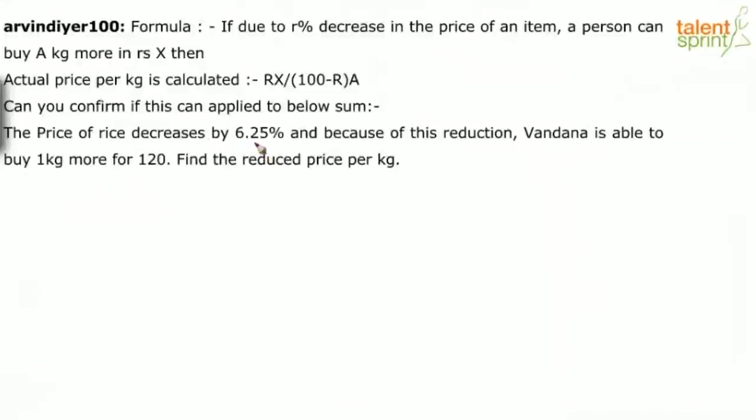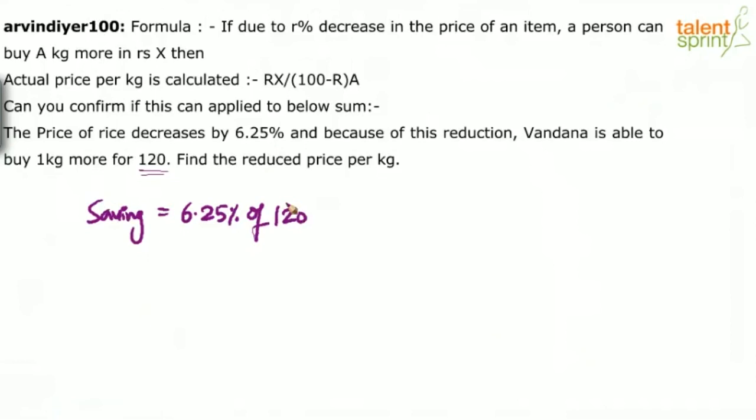If the price is decreased by 6.25%, expenditure should also decrease by 6.25%. So 6.25% of 120 should be saved. How much is 6.25% of 120? Are you able to follow? Our saving will be equal to 6.25% of rupees 120, right?